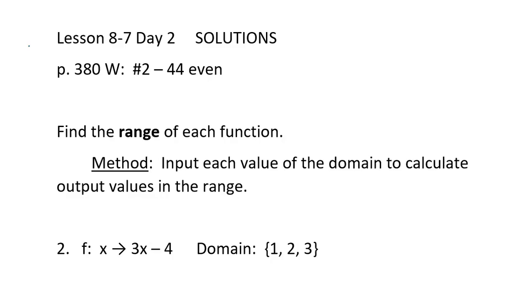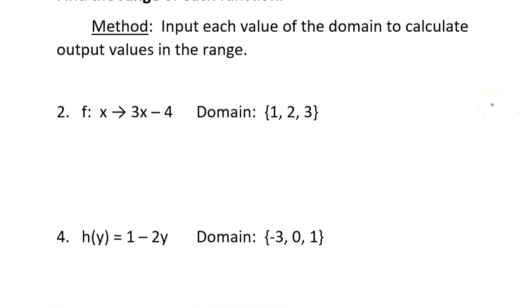That means find the list of output values. The method is input each value of the domain to calculate the output values that are in the range. Here's number 2. We have a function f, and we have an equation that describes function f. It pairs a number x with an output value found by going 3x minus 4. We're supposed to use 3 different numbers for x, 1, then 2, then 3.